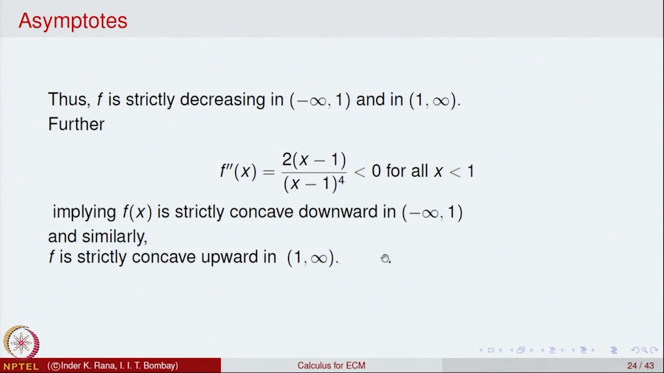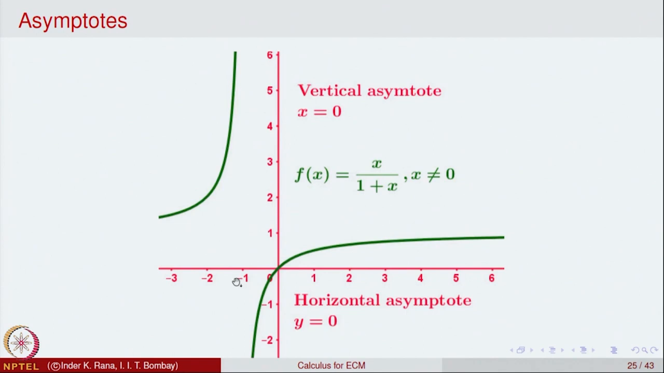So this data can be all combined together to plot a graph of the function. This is the graph of the function we saw. This line is not plotted here, it should have been a line here, that is x is equal to 1, which is the vertical asymptote. And as you approach plus infinity or minus infinity, the graph is concave up in the portion less than 1, and bigger than 1 it is concave down. So this is the graph of the function.